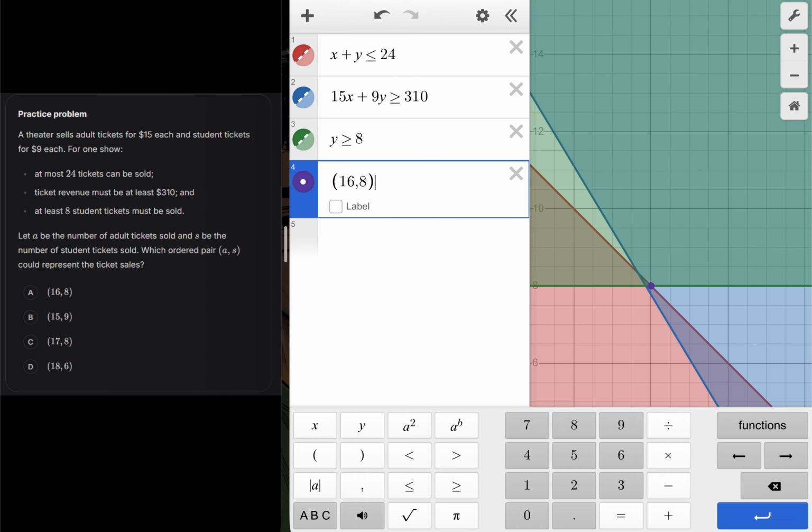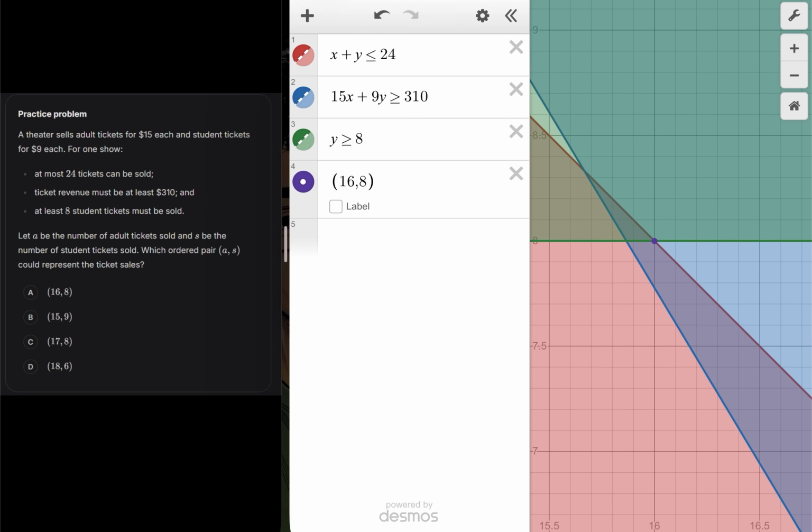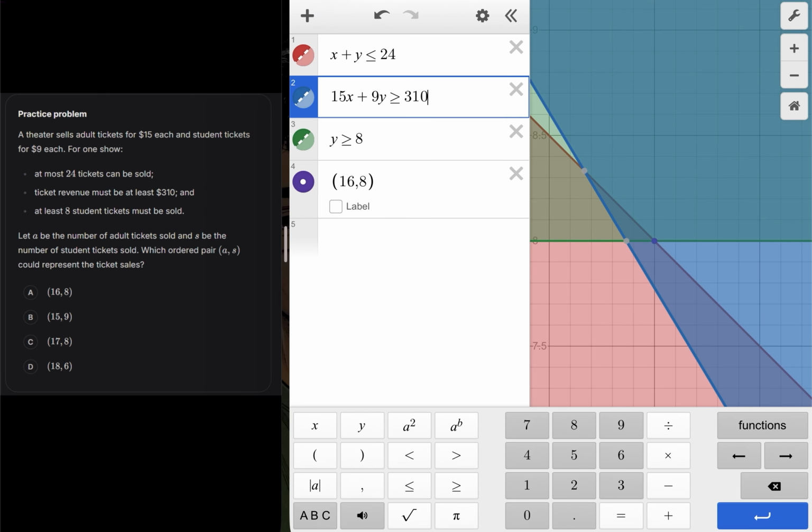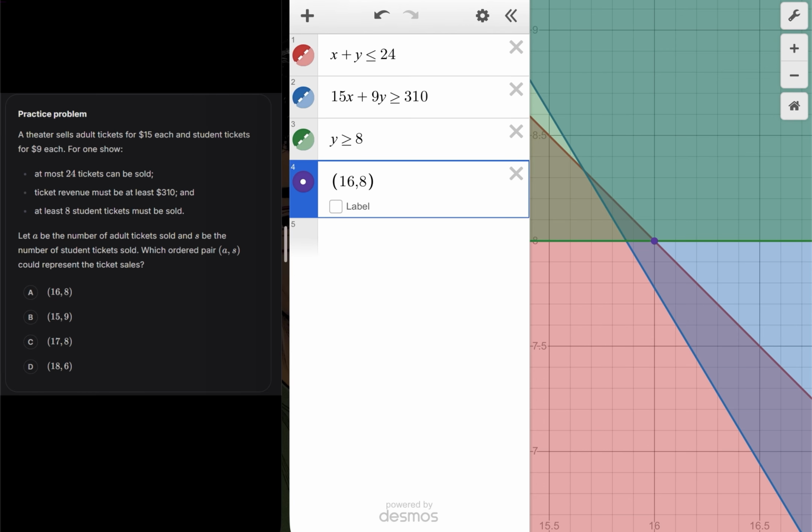So therefore, you're left with only one answer choice, which is 16 comma 8, and it lies on the boundary of the red line. It's in the blue region and it also lies on the boundary of the green. So therefore, 16 comma 8 is our answer choice here, and you would select A as your answer. So I hope that made sense.